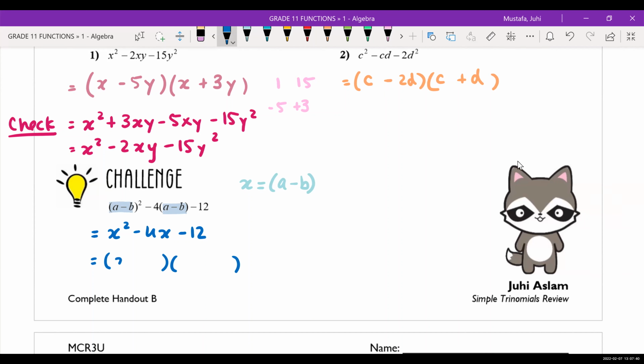Now, if you were to factor this, you would get an x and an x. And then once you have factored it, you get x minus 6 and x plus 2, because negative 6 plus 2 is negative 4. Negative 6 times positive 2 is negative 12. And you can now bring back the a minus b. So maybe I'll bring it up here because I don't have enough room.